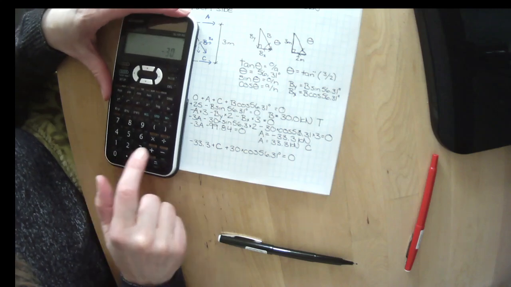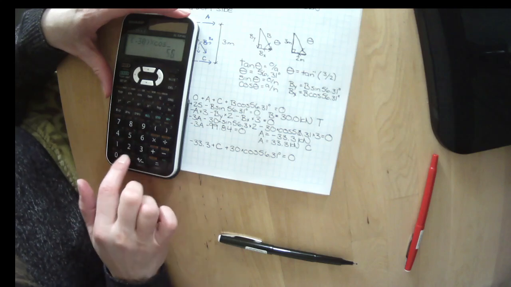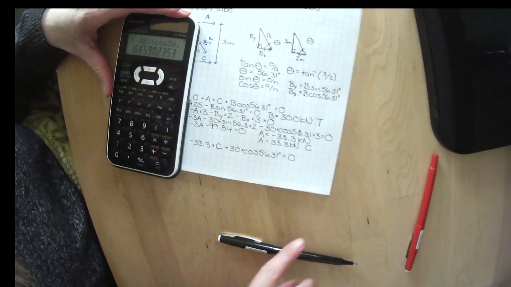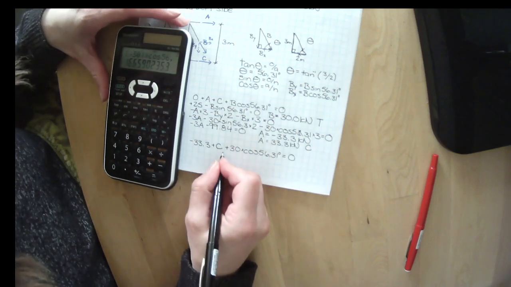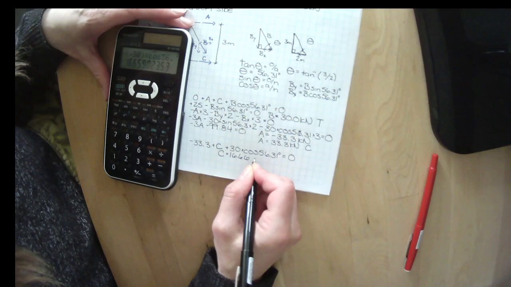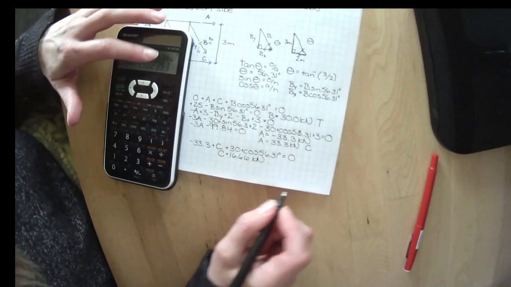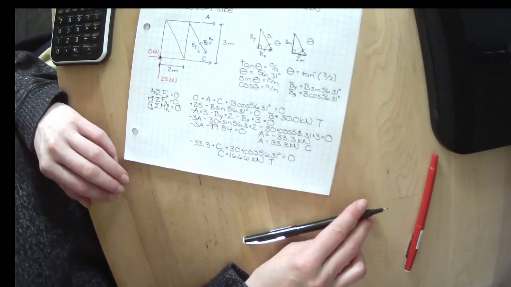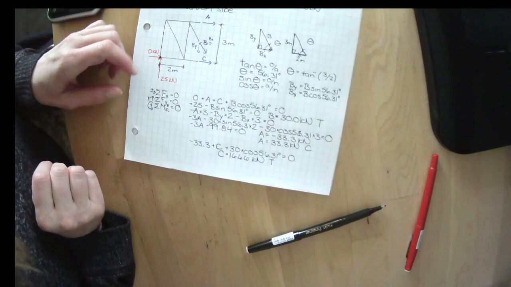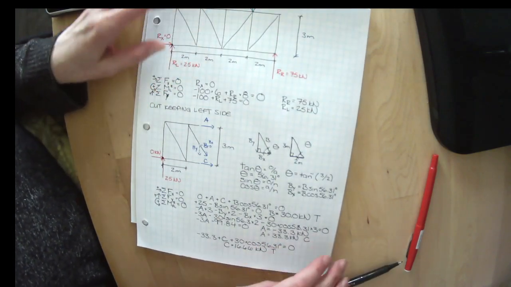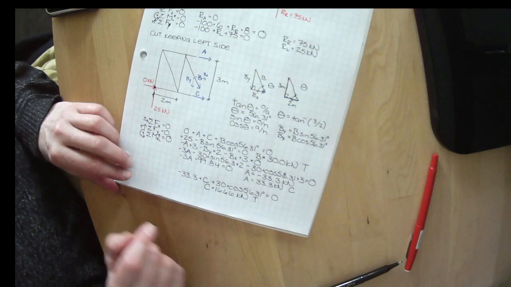Or negative 30 times the cosine of 56.31 plus 33.3 equals C equals 16.66 kilonewtons. The answer is a positive, so that means it's in tension. It means I guessed right. Well, that makes sense that the bottom chord should be in tension, so it seems like I'm on the right track.